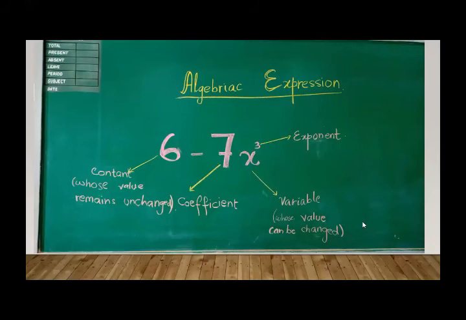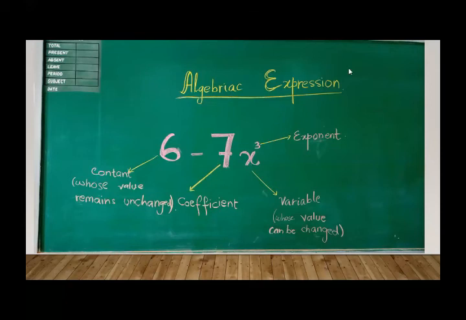Then we discuss another example of an algebraic expression, that is 6 minus 7x cube. In it, we observe that 6 represents the constant, and for a constant we have a clear understanding that its value remains unchanged. Then 7 is the coefficient because it is given in multiplying form with the variable.